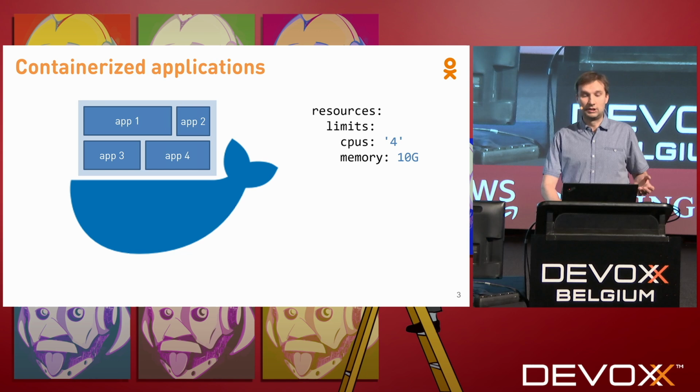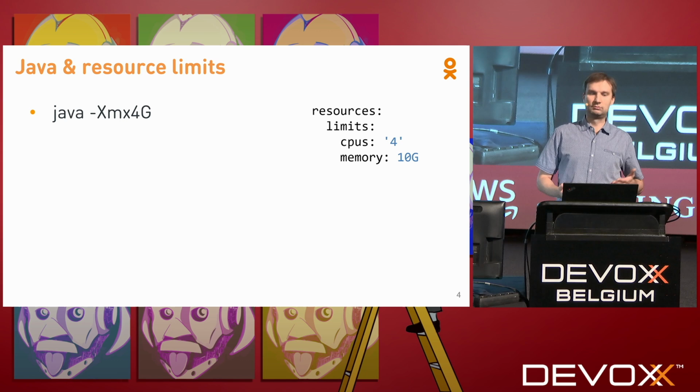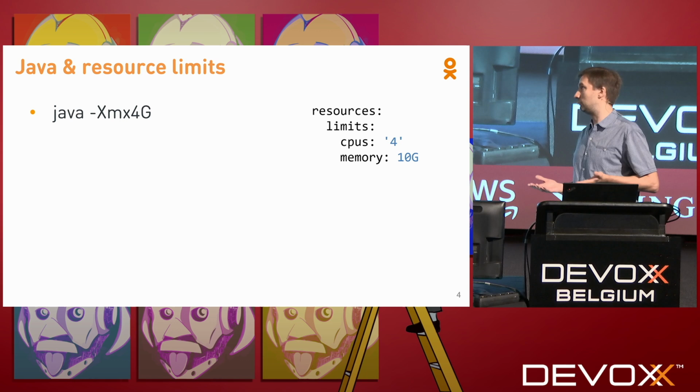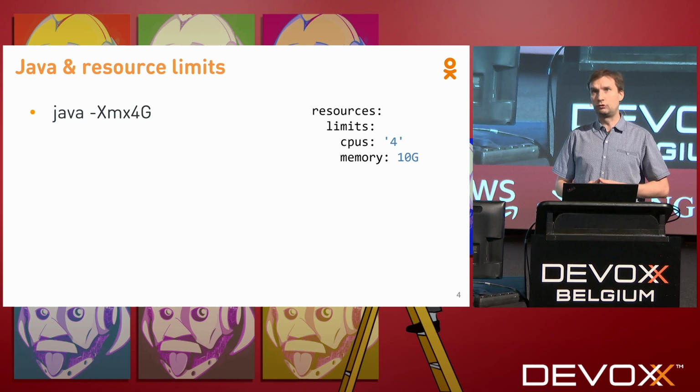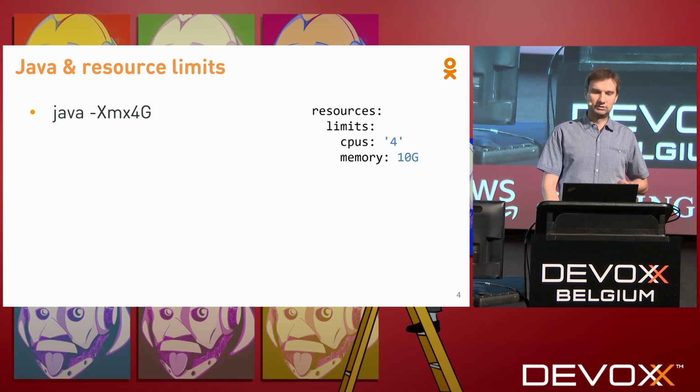But when it comes to Java, Java already has a way to limit memory of a Java application, right? If we start Java with -Xmx 4 gigabytes, we expect that the application will not take more than 4 gigabytes of RAM. Of course, the JVM itself also requires some memory for its own purposes, but presumably not too much. So, if I run a 4 gigabyte Java process in a 10 gigabyte container, I'll expect that everything will work perfectly.